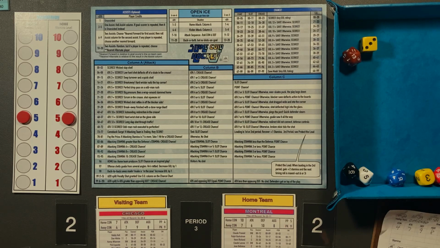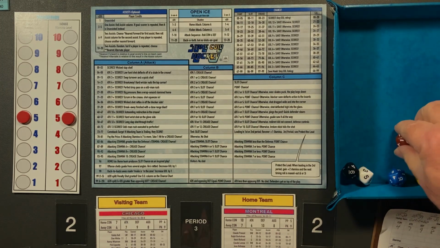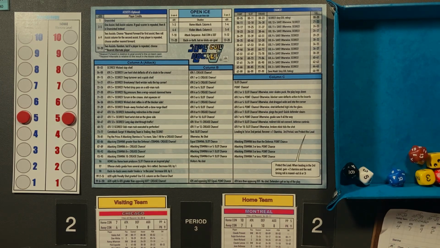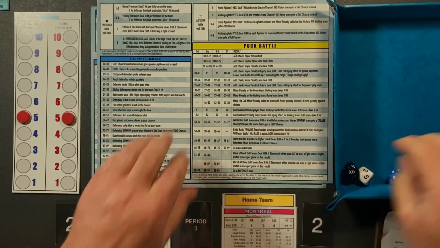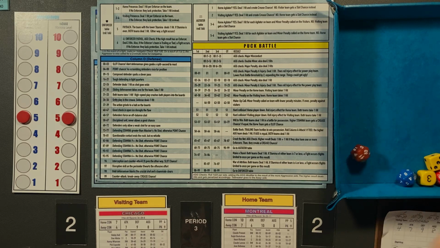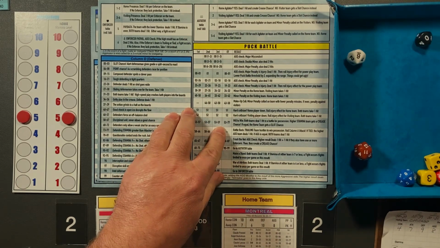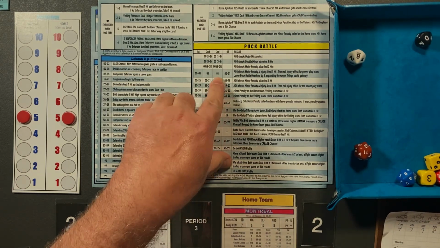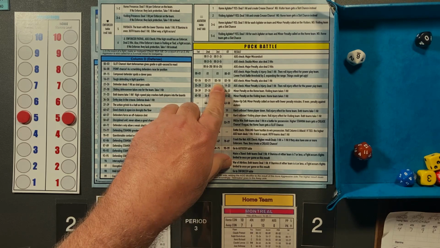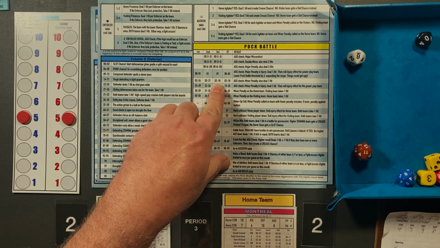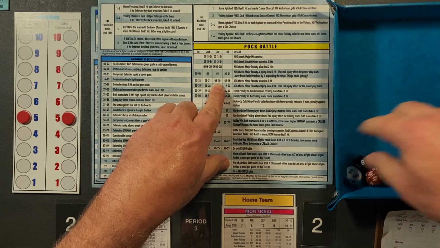And 3 minutes come off the clock. 1 minute left in the game. 13 is good for a puck battle. So we have another puck battle. Roll the dice. And that's an 06. AGG check. Minor penalty. Also deal 1 hit. So here we go again.